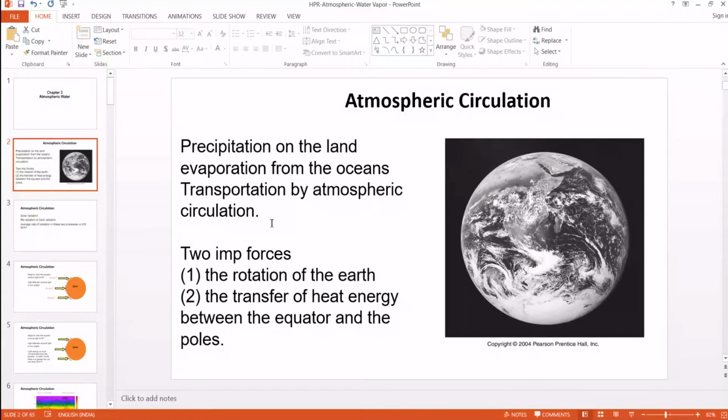There are two important forces: one is the rotation of the earth, and the second is the transfer of heat energy. These are the two main forces, because they influence the wind flow as well as the energy transfer from one location to another.